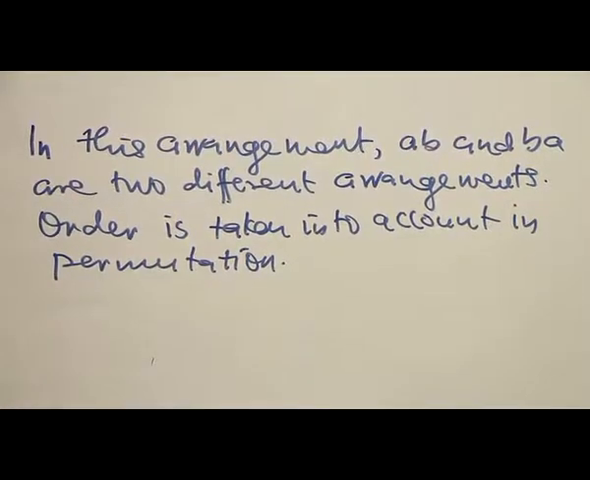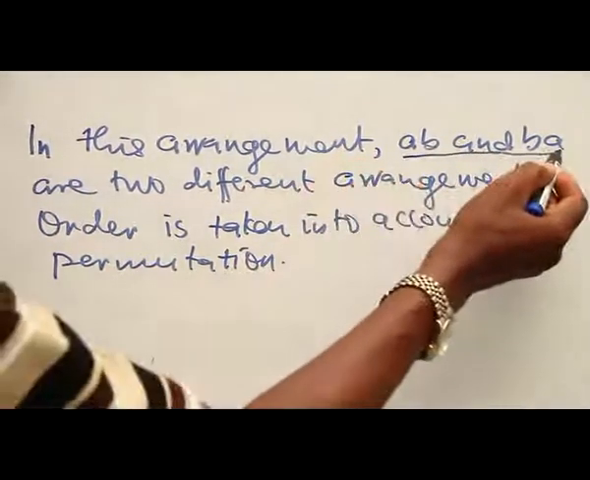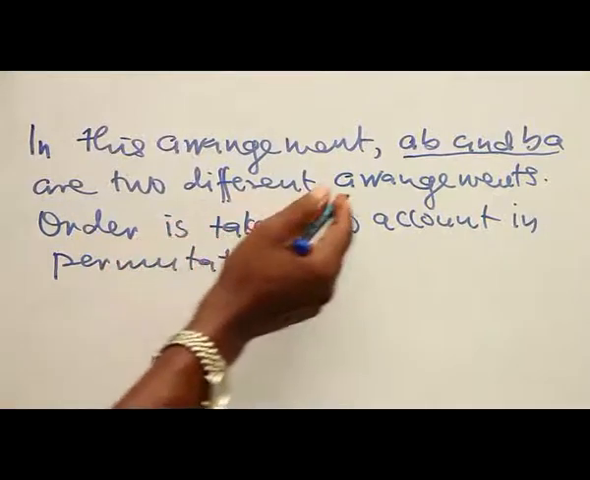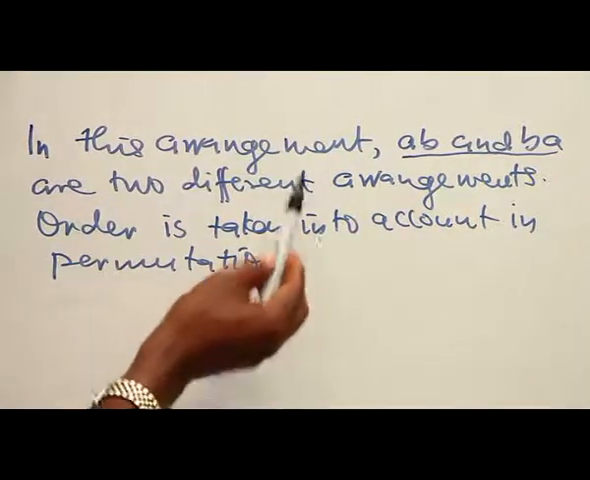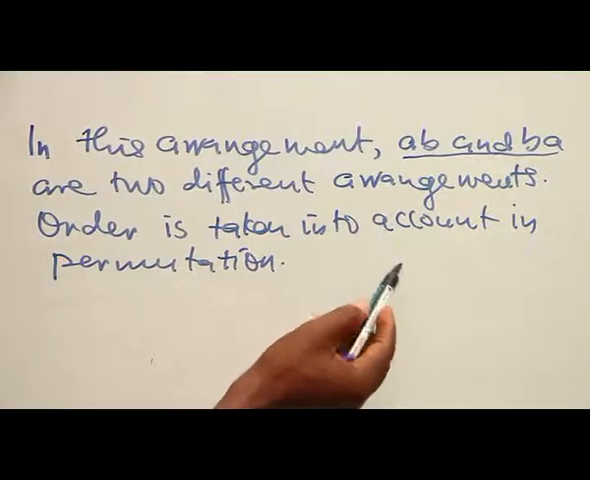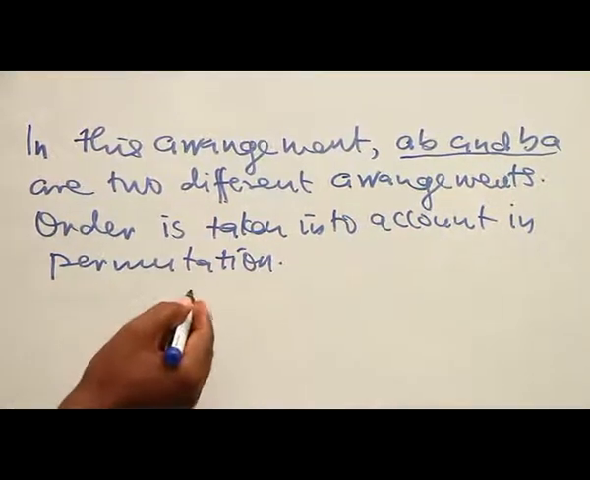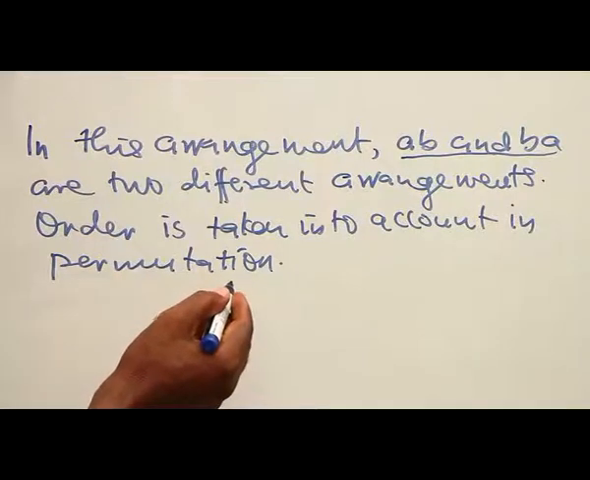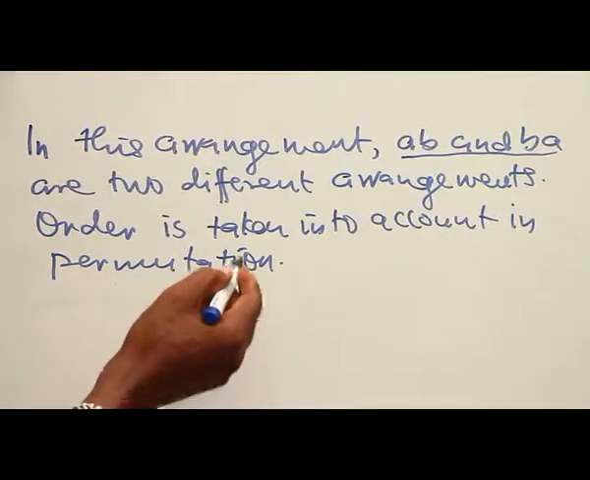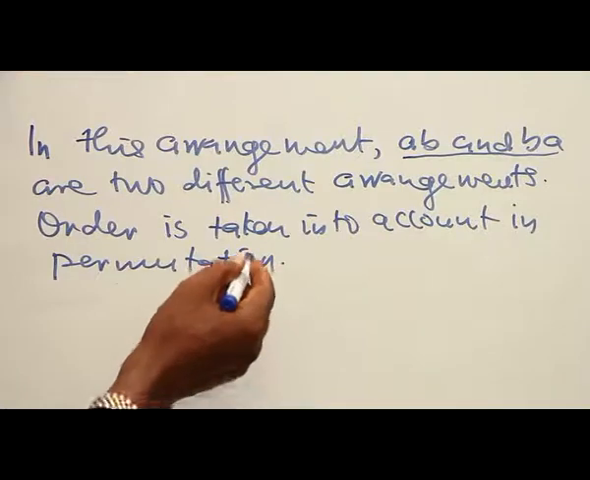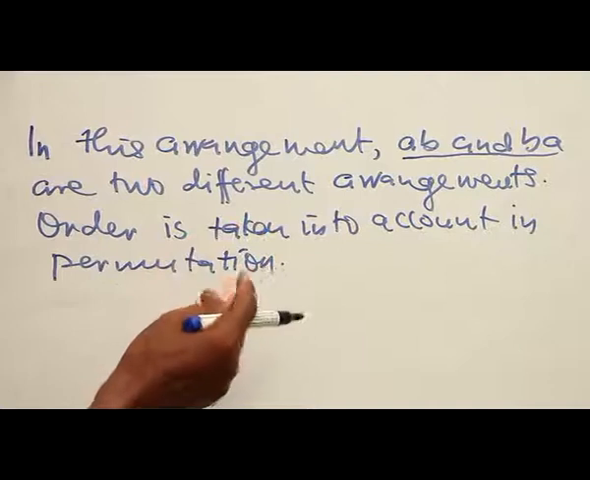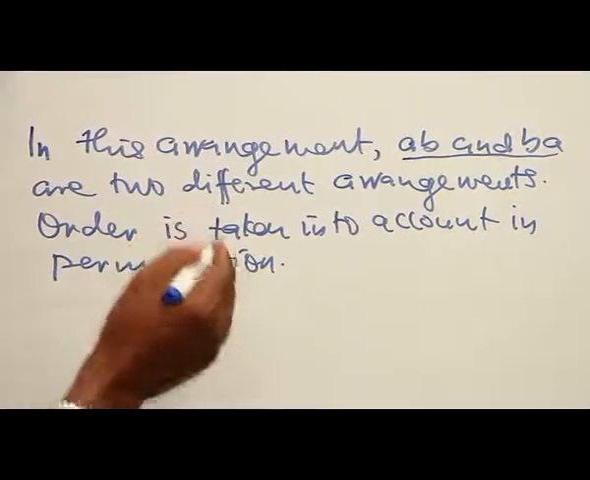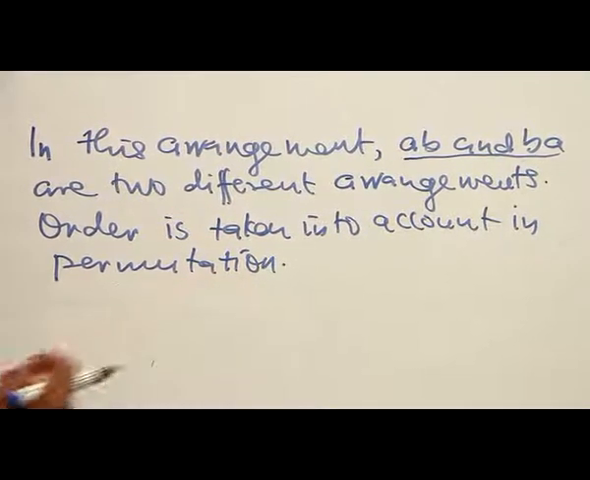Now in this arrangement, our AB and BA are two different arrangements. Order is taken into account in permutation. Take note of that, because we are going to meet another concept in which order is not taken into account. So in permutation specifically, order is taken into serious account.